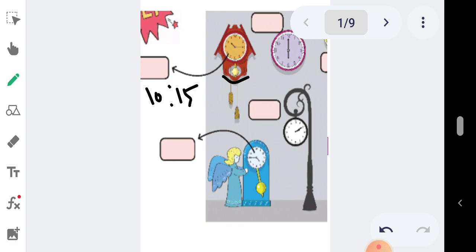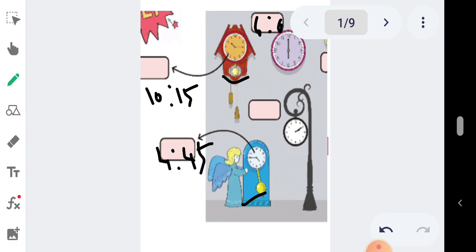Next, the second one. The hour hand is in 4 and the minute hand is in 9. So it is 4:45. Then this one. The hour hand is in 6, and the minute hand is in 12, that is 0. So it is 6 o'clock.